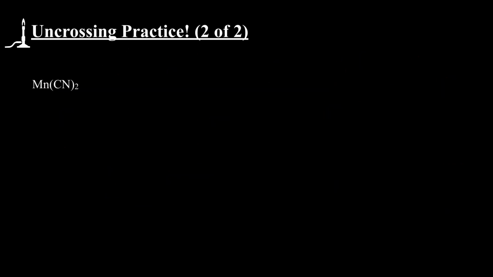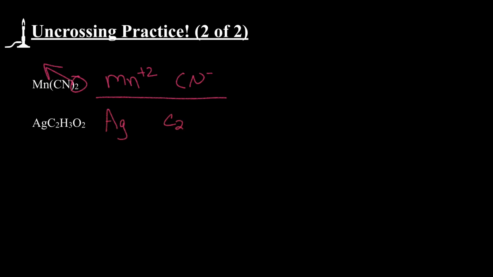Mn(CN)2. Separate them. Mn +2. I know the polyatomic charge on cyanide, CN, is a -1. This last one often throws students for a loop. It's easy though. AgC2H3O2. We're going to separate silver. We know that charge. It's one that we know and memorize, Ag+. And that means the rest of that, C2H3O2, is a -1 charge. There's no parentheses around the polyatomic, so it's the same charge as the silver.